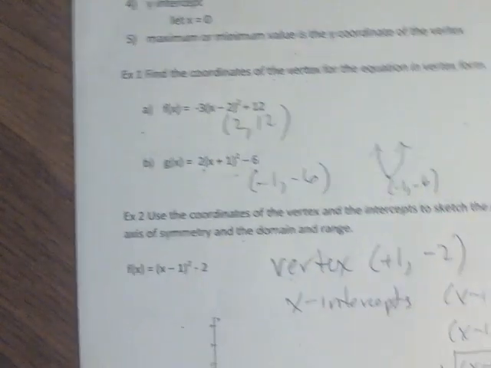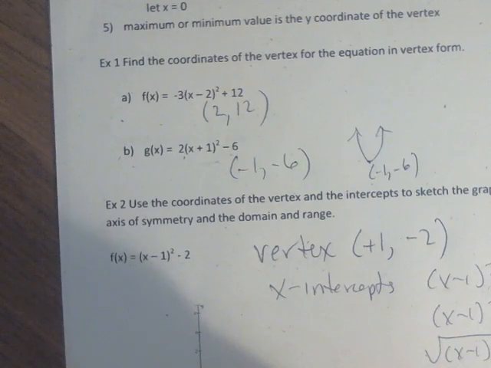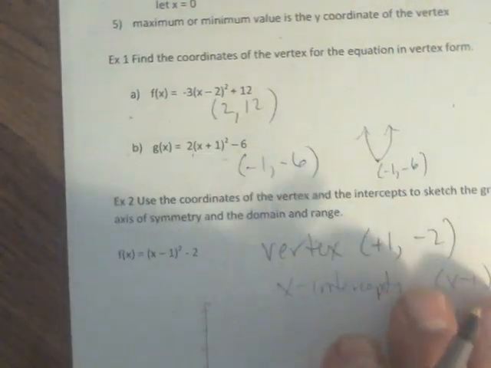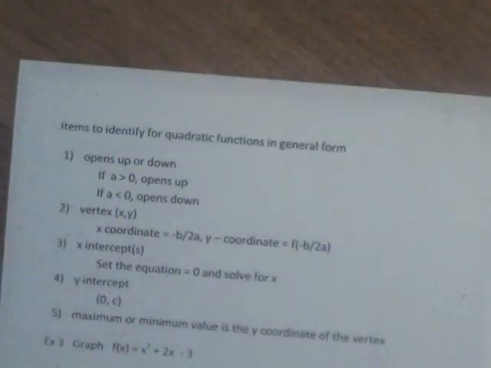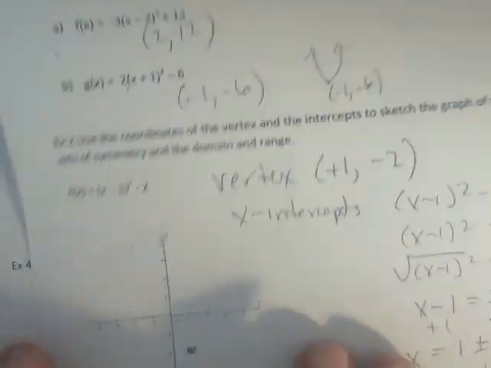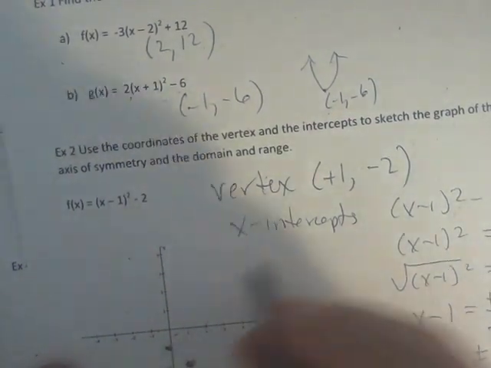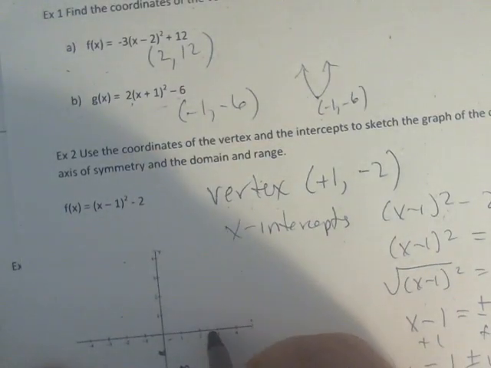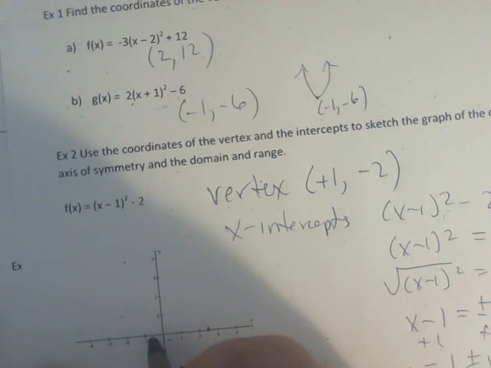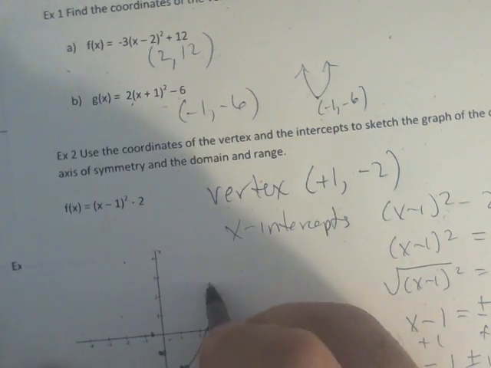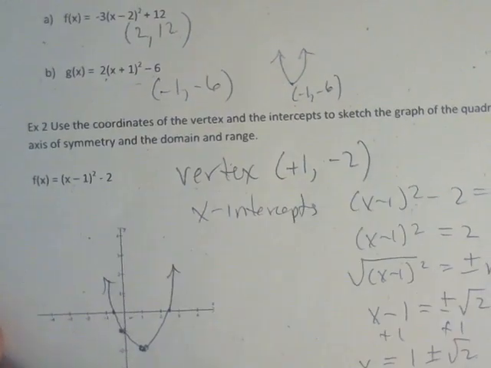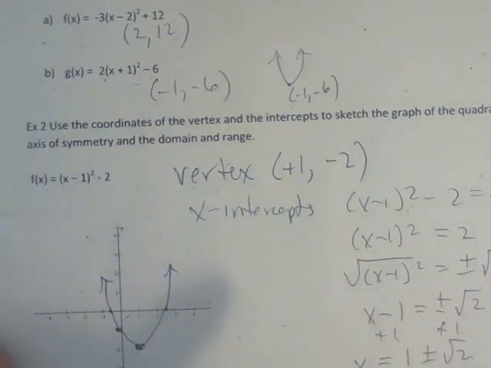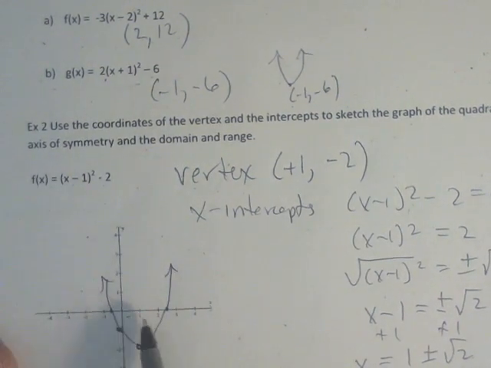So, to sketch the graph, I first have my vertex, 1, negative 2. I've got my y-intercept, if you can recall, of 0, negative 1. And my x-intercepts, I'm just estimating, 2.40 and negative 0.40. And that allows me to sketch my graph. Okay, so that's how you can sketch the graph that's in vertex form.